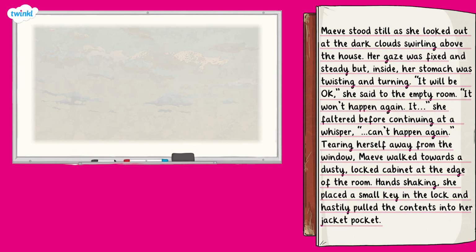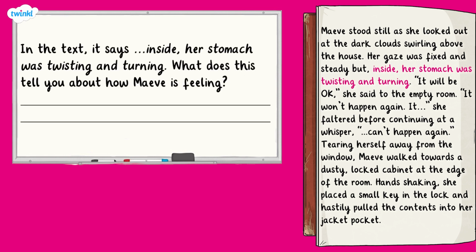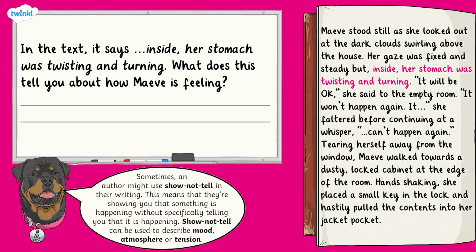pocket. In the text, it says, "Inside her stomach was twisting and turning." What does this tell you about how Maeve is feeling? A top tip would be to imagine that you were in the story. If your stomach was twisting and turning, how might you be feeling? Does that answer fit with the rest of the story? In this text, the author is showing us that Maeve is feeling nervous, anxious, or worried.